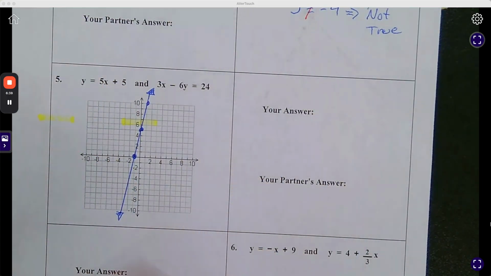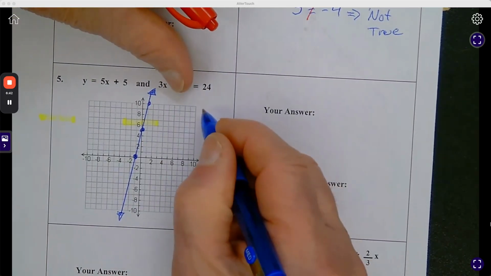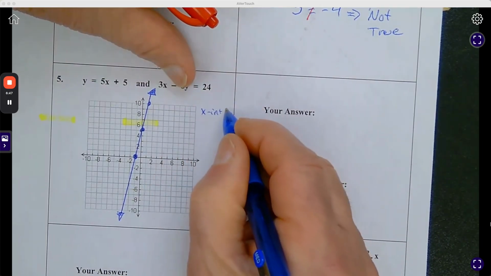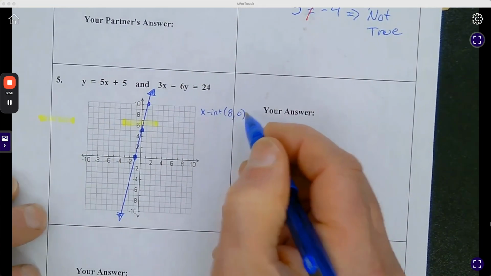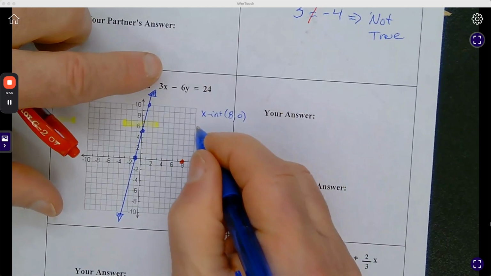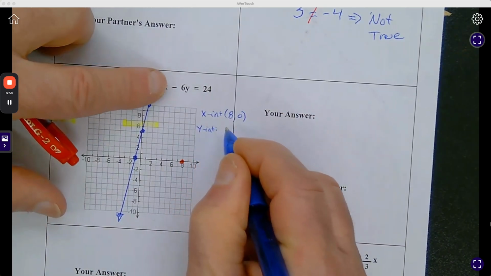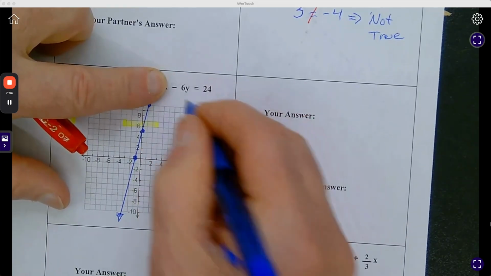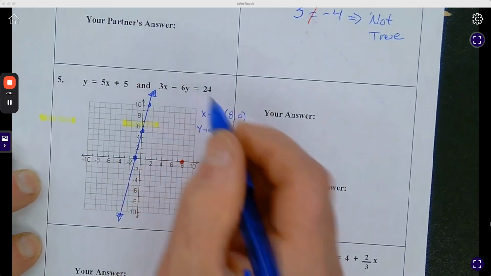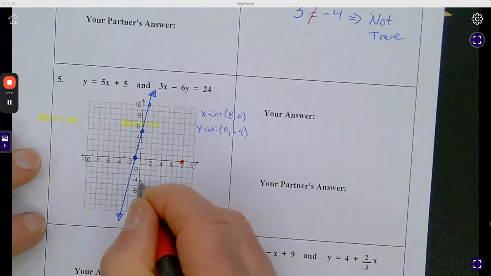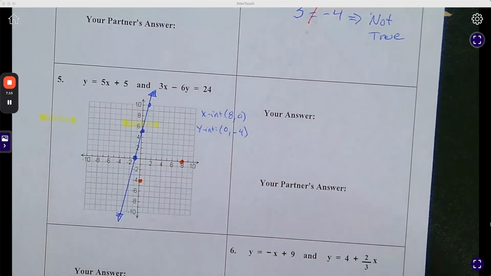Okay, so we got to find the x and the y-intercept. To find the x-intercept, I let y be 0 and divide 24 by 3. That's 8, 0. That's right down. To find the y-intercept, I let x be 0 and divide 24 by negative 6. I solve the equation for y. That is a solution for that, right? All ordered pairs are solutions. And that gives me negative 4. It's right there. Oh, this one's going to be tricky.